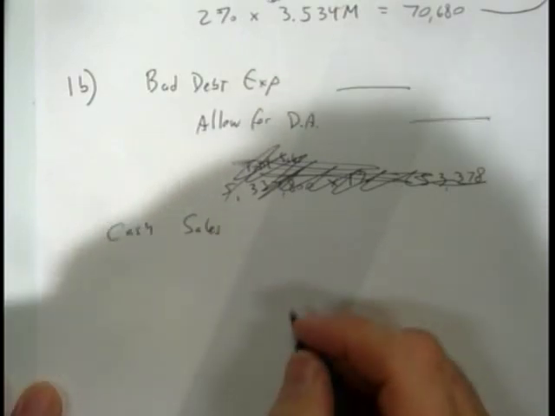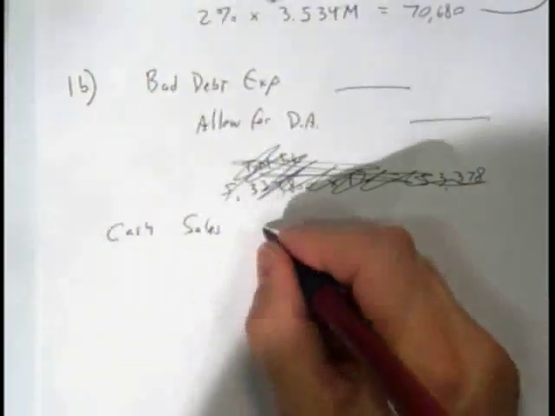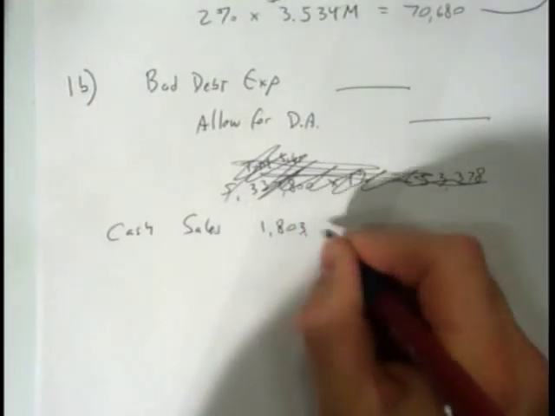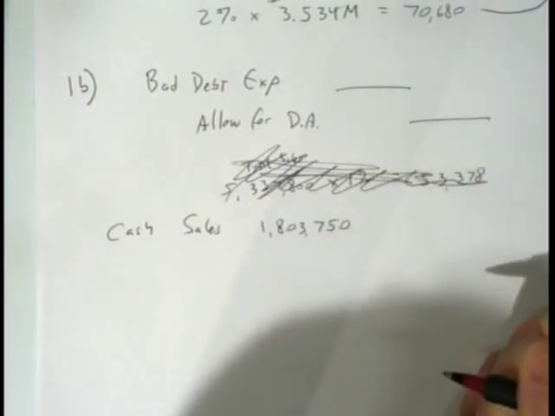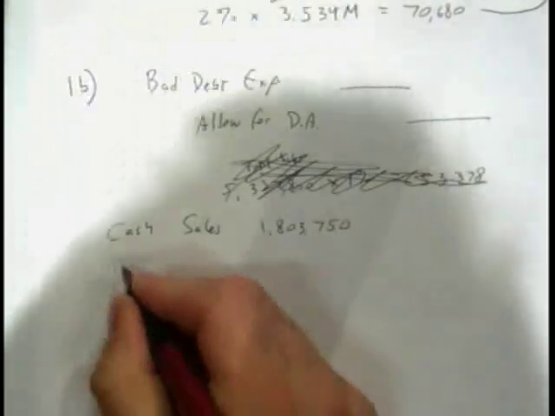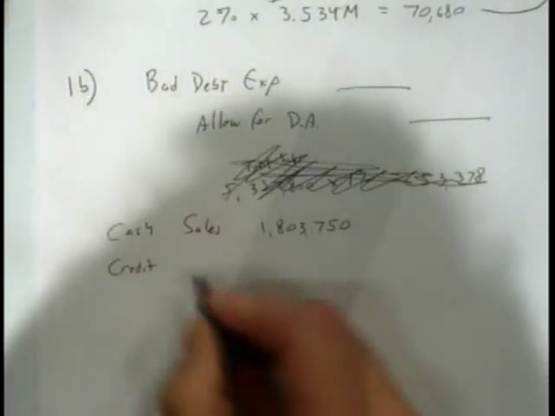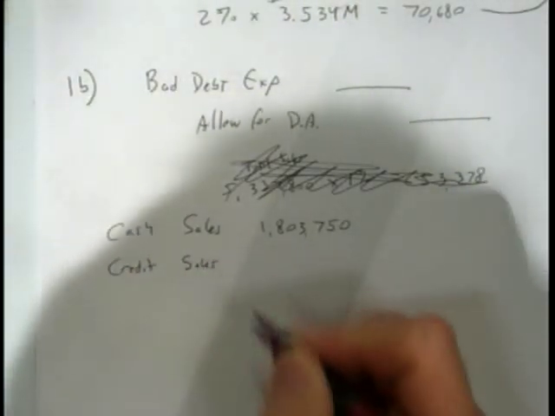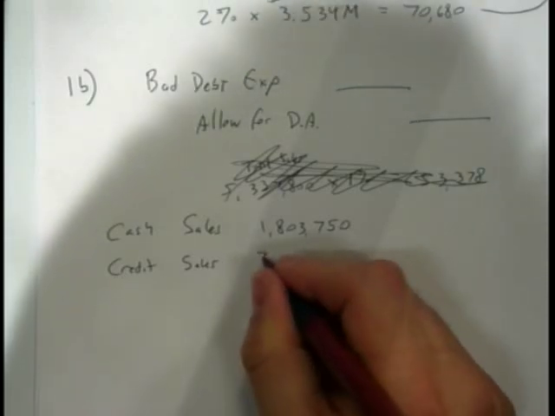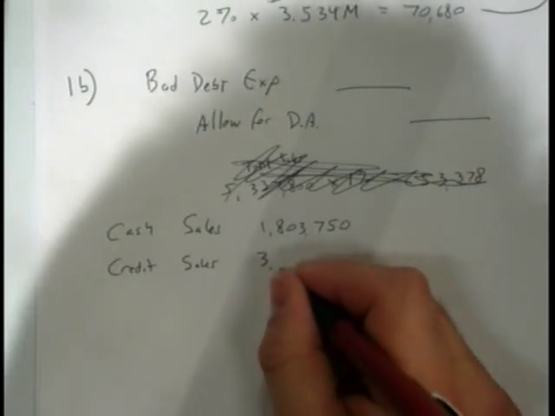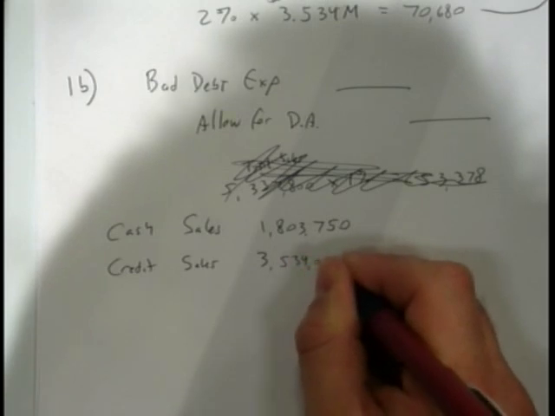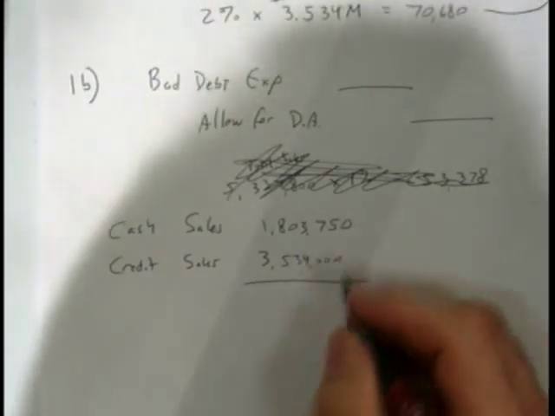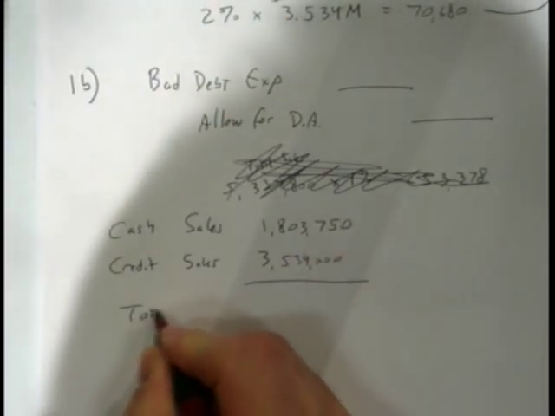Cash sales equal 1,803,750. Is that correct? Credit sales equals 3,534. Okay, now let's just add that up, and that will be total sales, correct?